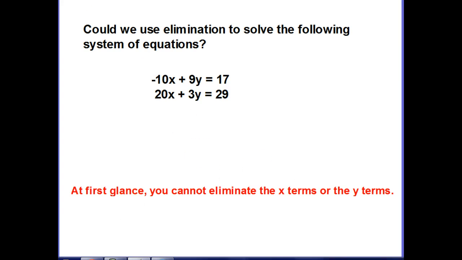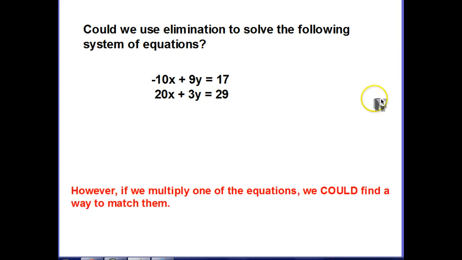So what could we do to use elimination? If we multiply one of the equations by an integer, either the top one or the bottom one, we could find a way to match them up and eliminate one set of terms.